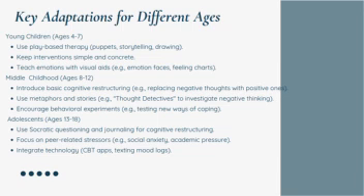Next, we have adolescents in ages 13 to 18, where you might use Socratic questioning and journaling for cognitive restructuring. You want to focus on peer-related stressors, such as social anxiety and academic pressure. And you can also integrate technology, where they have CBT apps, text and mood logs.